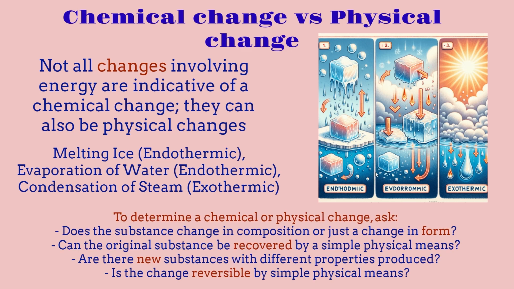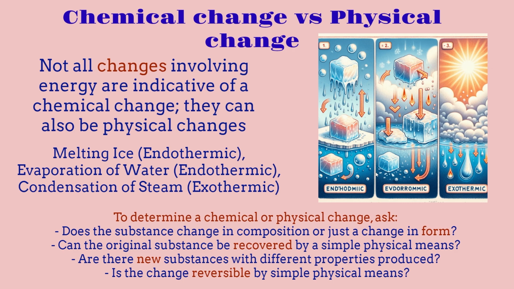In order to determine if a chemical or physical change has occurred, we can ask some of the following questions. For the first question, does the substance change in composition or just a change in form? If there is a change in form, then we know that it would be a physical change, such as melting ice. It's just a change in form. It went from a solid to a liquid.